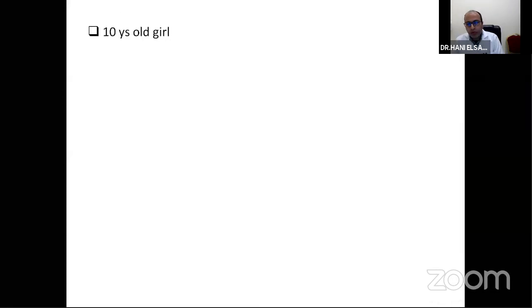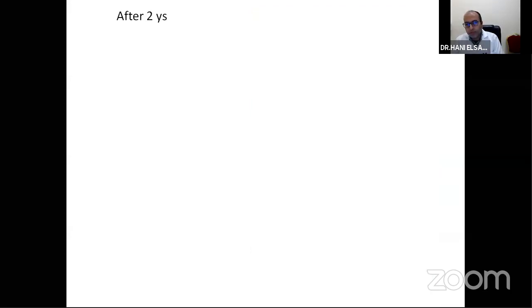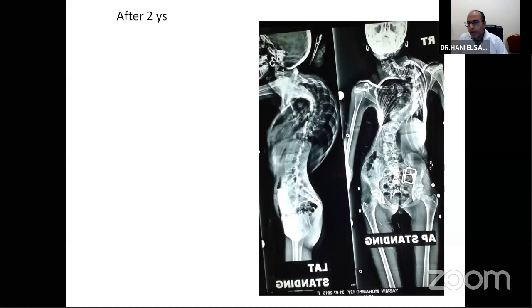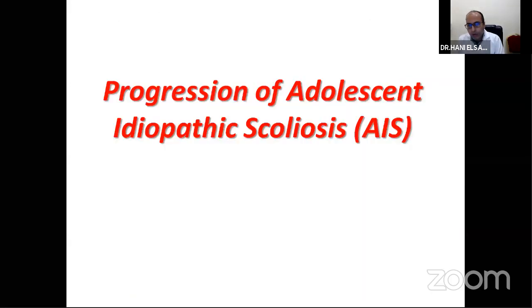An 11 year old girl presented with this mild deformity. Still, the triradiate cartilage was open. After 2 years, she had this severe thoracic scoliosis, which of course affects her pulmonary function, seen in this pulmonary function test. This raises the issue about progression of AIS, or adolescent idiopathic scoliosis.